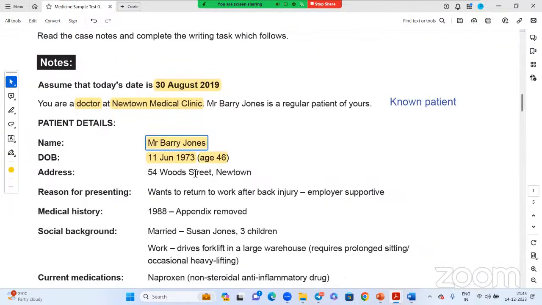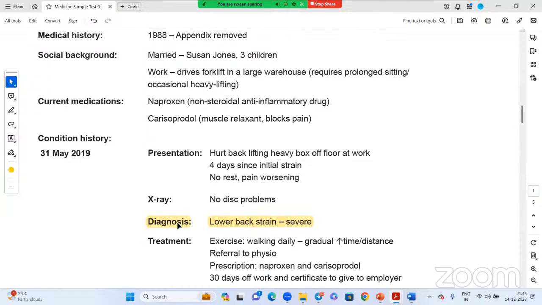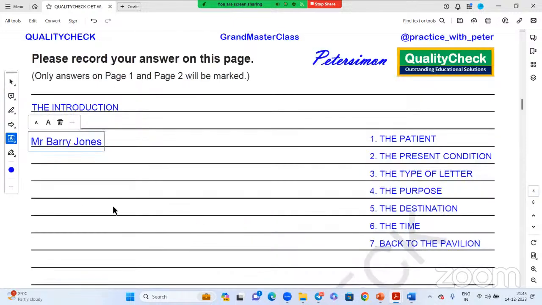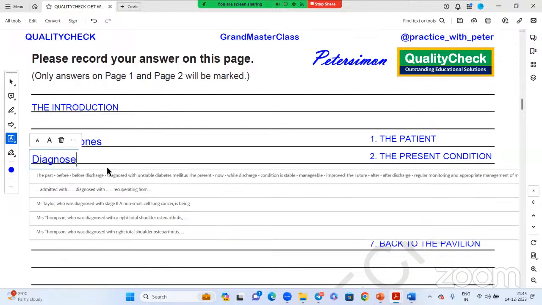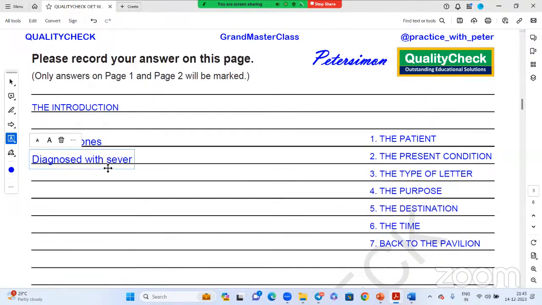The present condition is, okay, it was background, the diagnosis. Diagnosed with lower back strain, severe lower back strain. So present condition is diagnosed with severe lower back strain. So that is the present condition. Right. Diagnosed with severe lower back strain.